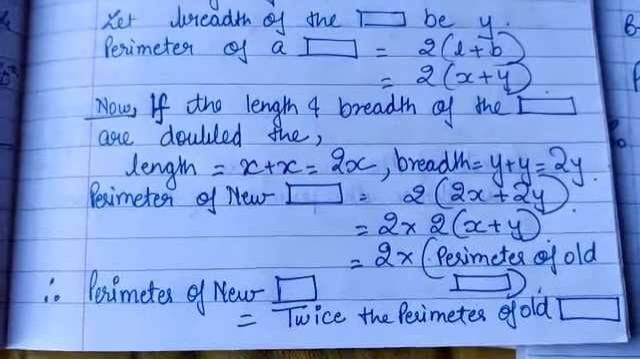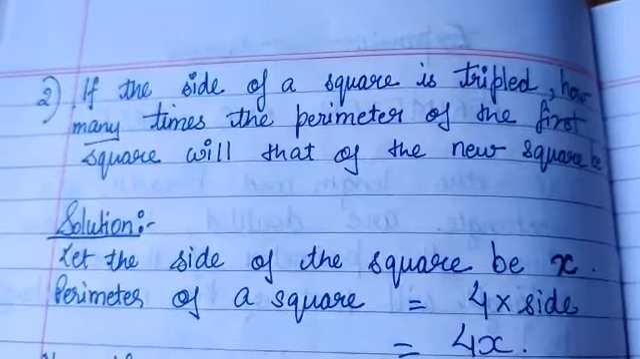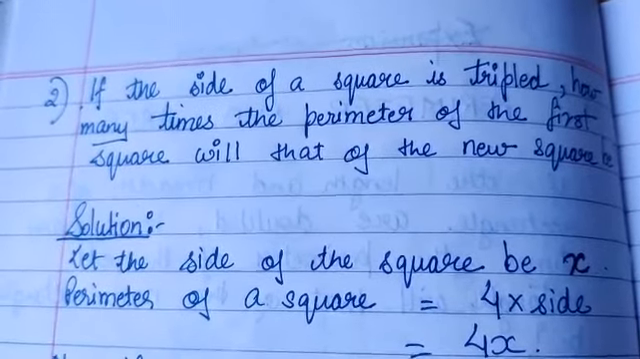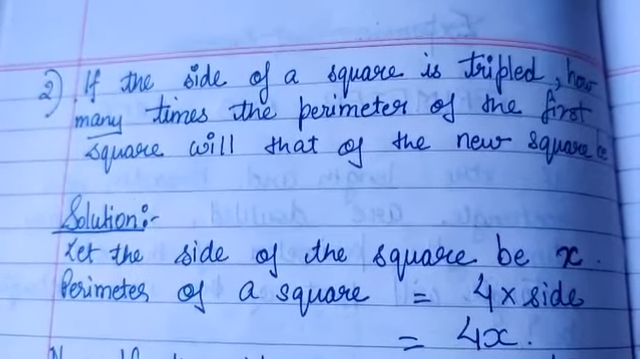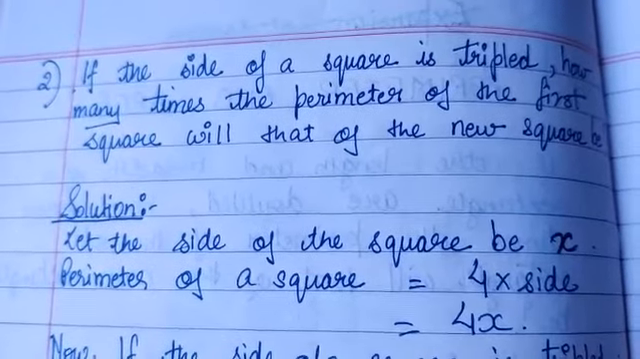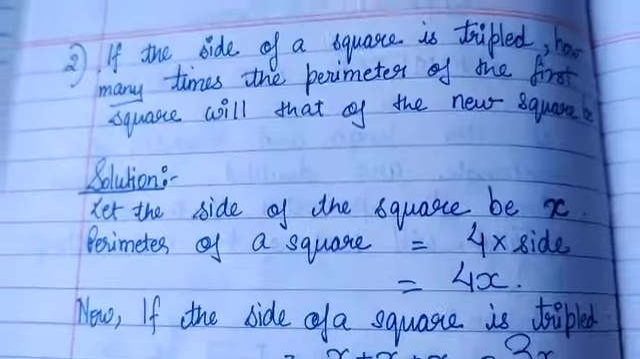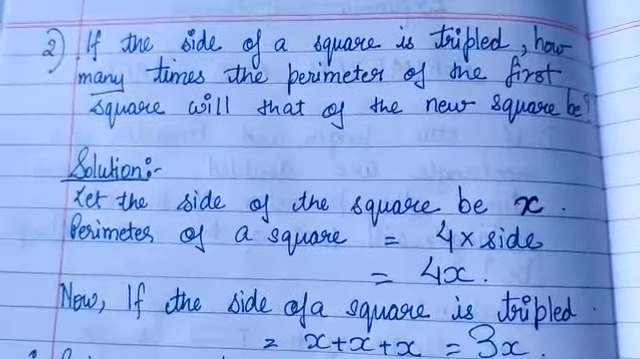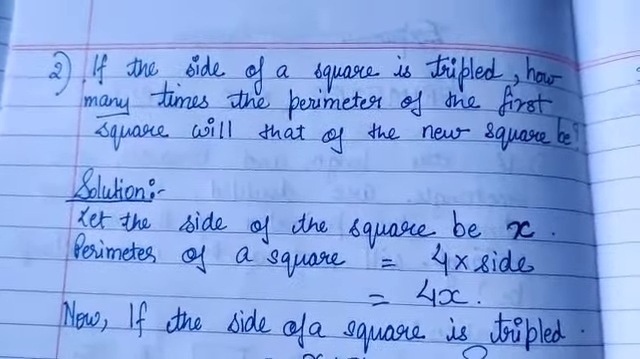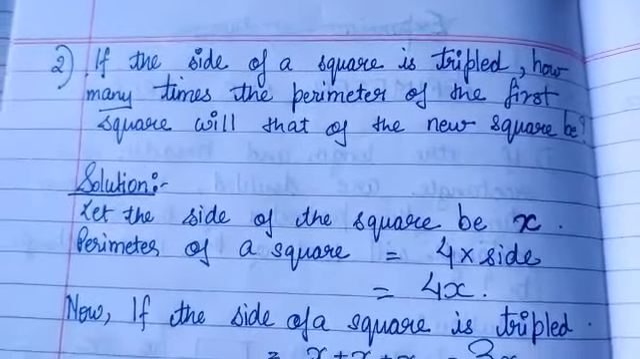the old rectangle. Now if the side of a square is tripled, how many times the perimeter of the first square will that of the new square be? Now let the side of the original square be x. So perimeter of a square is 4 into side, which is 4x.